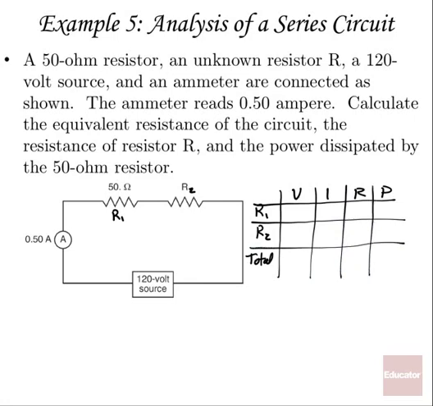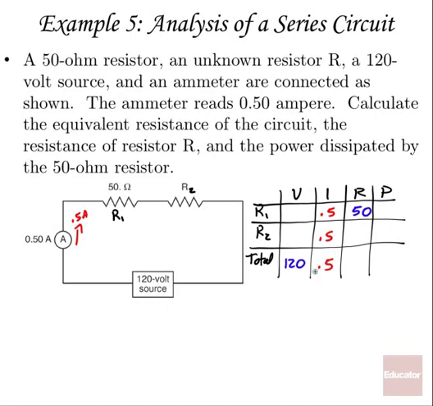And we'll start by filling in what we know. R1 is 50 ohms. We know that we have a 120 volt source. We know the current over here, because the ammeter says it, is half an amp. That means we must have half an amp going through R1 and R2. So 0.5 amps, 0.5 amps. So we must have a total current of 0.5 amps. That must be the same.